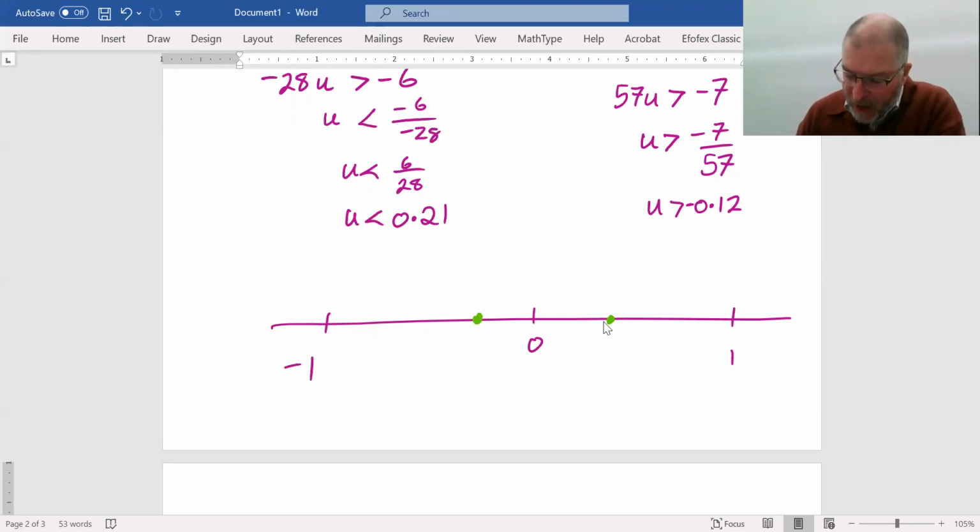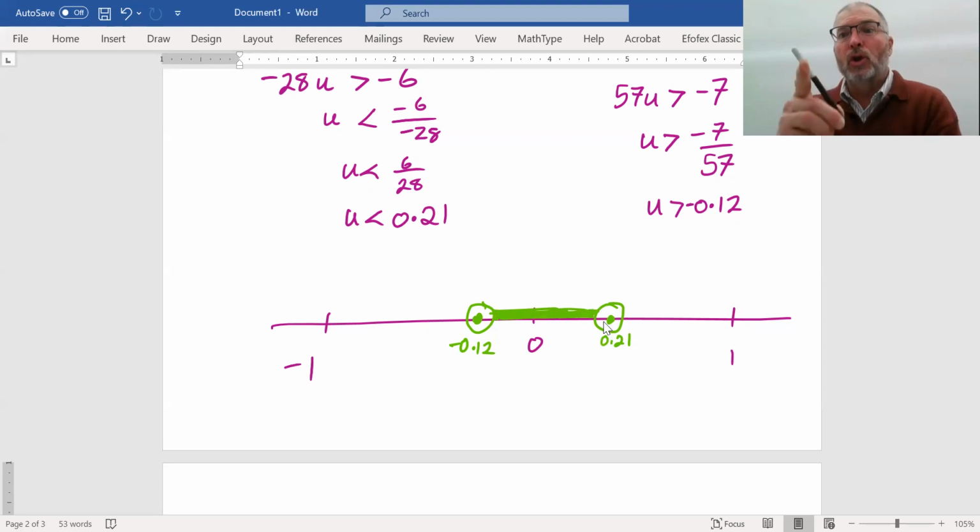So there's 0.21, there's negative 0.12. And we're allowed to be bigger, so to the right of the negative 0.12, but less than 0.21, so that means to the left of that. That's why I didn't color in those big circles there. They're just around those points. But anything in here is where I'm allowed to be.